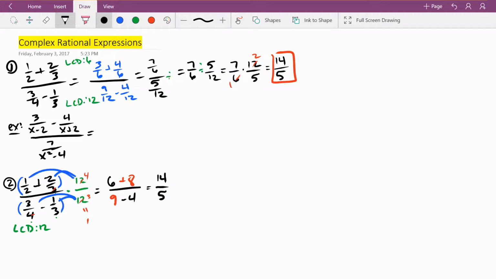One more thing to note, remember, an expression means we're not going to get x equals something. We're simplifying this. So first thing we need to do, get our LCDs. In the numerator, LCD is going to be x minus 2, x plus 2.